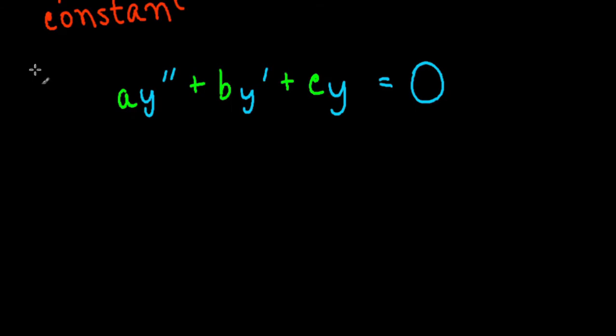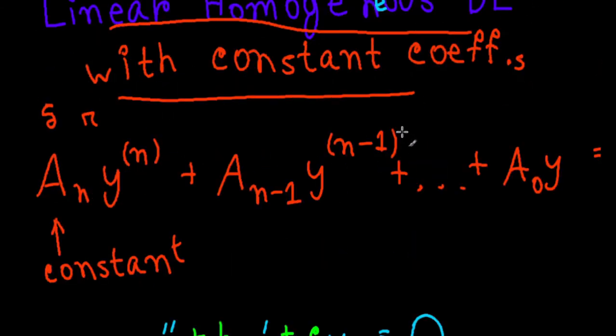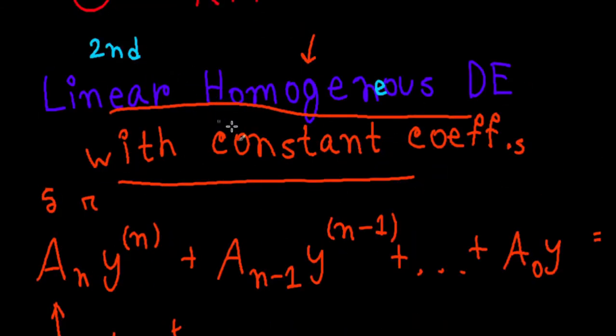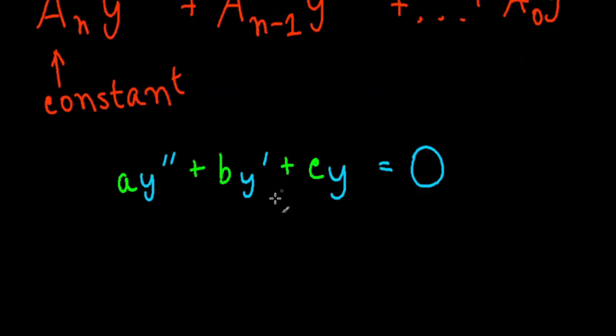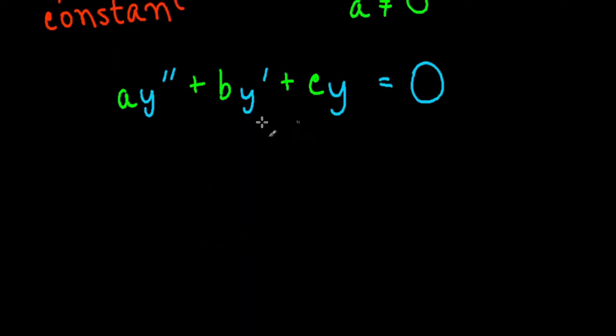So, anyways, this is my second order linear homogeneous differential equation, and it has constant coefficients. As you can see, a, b, and c are constants, and we'll also impose that a is not equal to zero. All right. So how do we solve this? Can we find a solution? And for that, actually, I'd like to try some things.